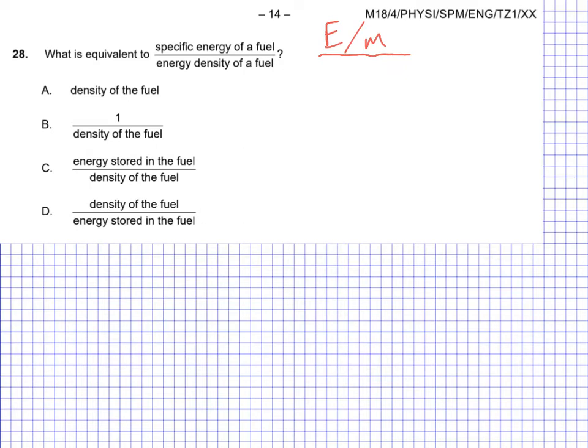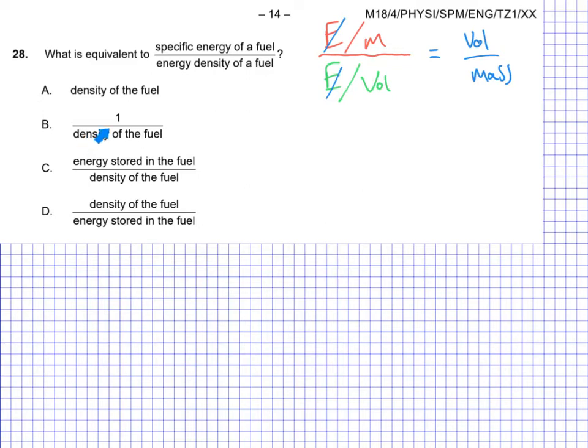And what is the energy density of a fuel? Well, that's the energy per volume. So if we carry on simplifying this, the energies are going to cancel out, and you're going to end up with volume over mass. Okay, so options for our answer, we have just the density of the fuel, the 1 over density of the fuel, energy stored over density, and density over energy stored.